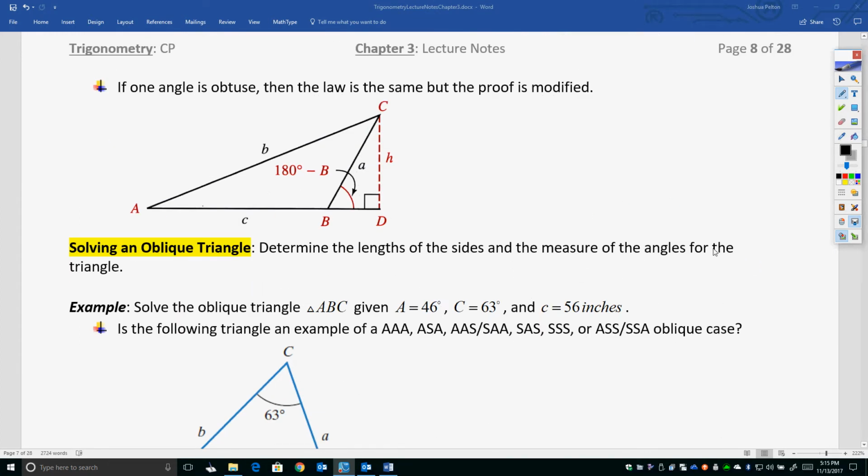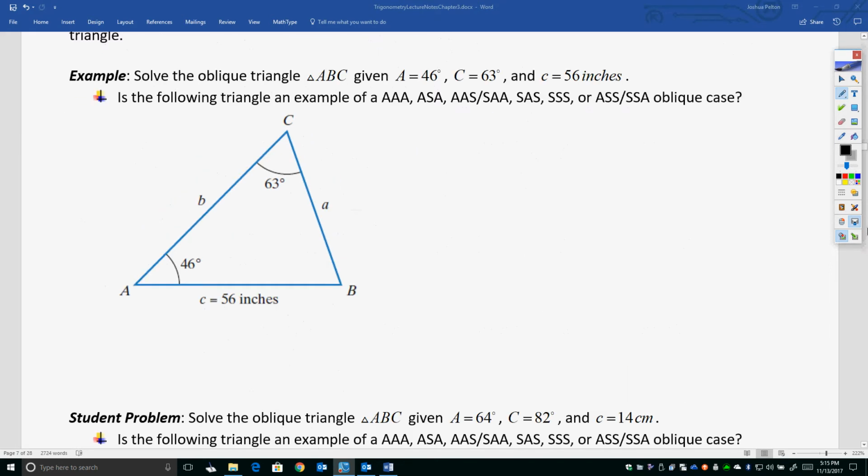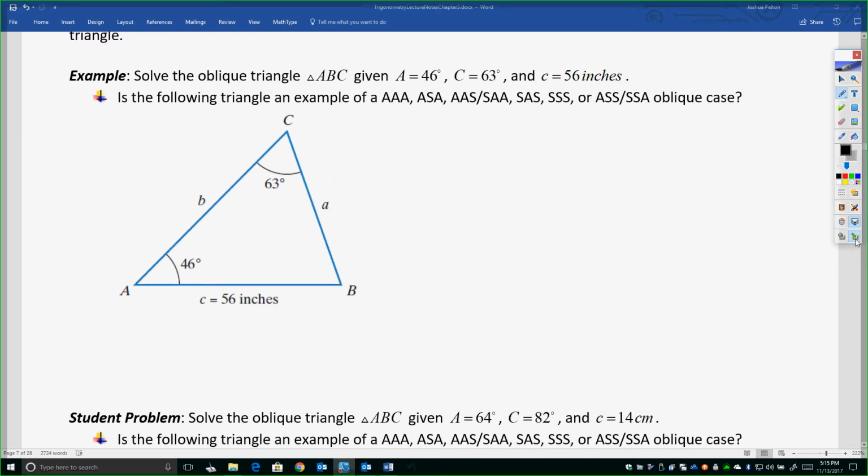The obtuse case is very similar. We're not going to prove it, but you just essentially draw the altitude on the outside. Okay, first example. In the textbook problems and the test problems, the diagram will not be given. You'll be expected to draw it.